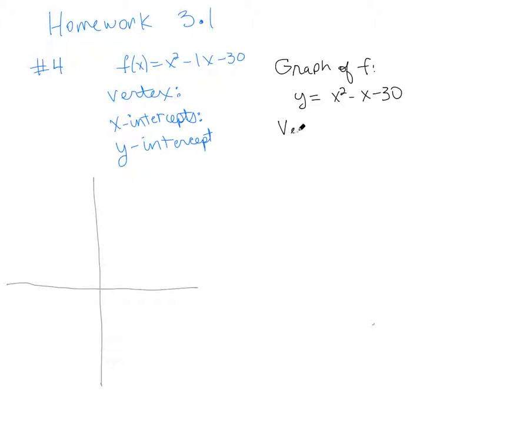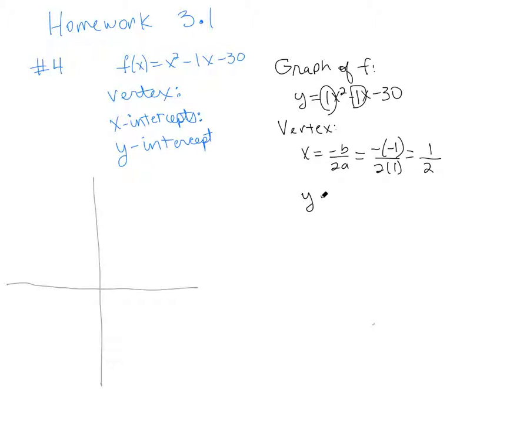Now, to find the vertex, we're going to use this equation. This equation gives us the x coordinate. In our case, we need to find b and a. Here b is -1, so negative b will be negative of -1, and a is going to be 1. So the x coordinate of the vertex, it turns out, is going to be 1/2.